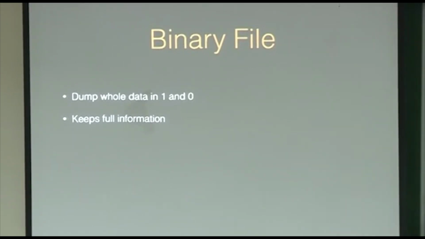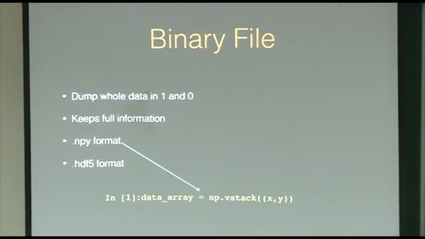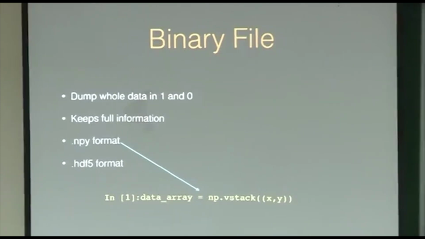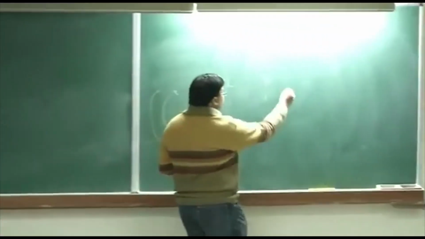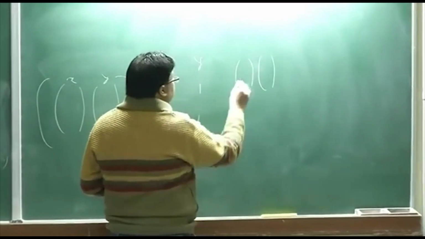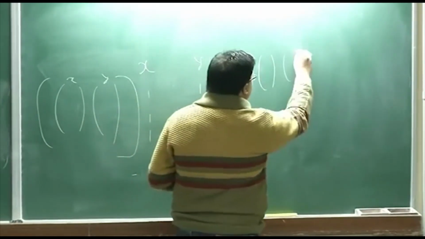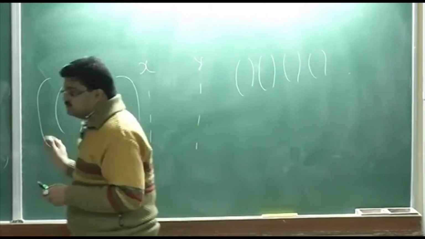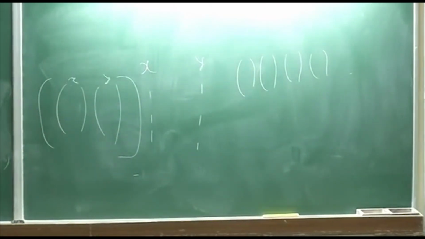So how to write in binary? There are many formats. I will explain the .npy format, which comes from NumPy, and another very advanced one, which is the HDF5 format. I will cover these two. First let's look at npy, which is very simple. Let's have a data array. This vstack means that if you have array X and array Y, it will stack those vertically. If you give X, Y, Z, it will stack all these arrays. So it forms a 2D array from X and Y.